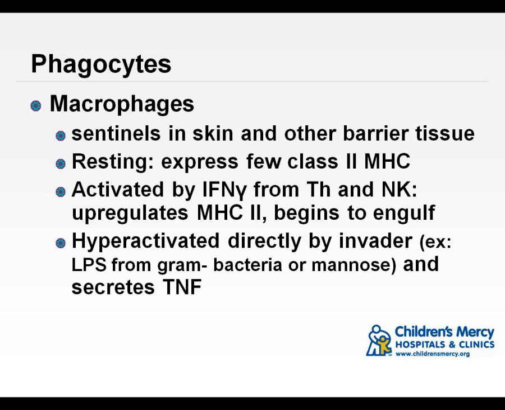Another option is that macrophages can get hyperactivated if they directly sense an invader. This is done by pattern recognition receptors on the outside of the macrophage that recognize certain patterns. These repetitive patterns are often in pathogens and not so much in human cells. One of them that we'll hear a lot about this year is LPS. LPS can bind directly to a pattern recognition receptor, like a toll-like receptor, and it will hyperactivate that macrophage. When this happens, it secretes another cytokine called TNF, which we'll talk more about later.